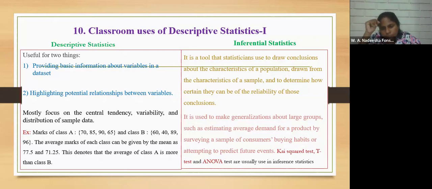hypothesis. We don't go in deep for that. So we discuss descriptive statistics. For your knowledge, you can refer to those things. We only discuss the main things on inferential statistics in a particular session.